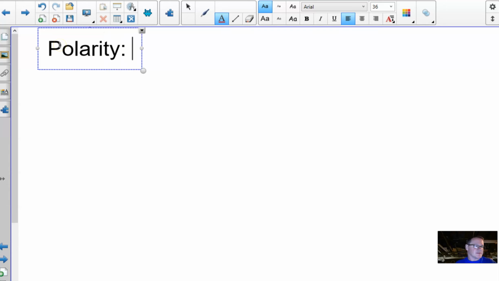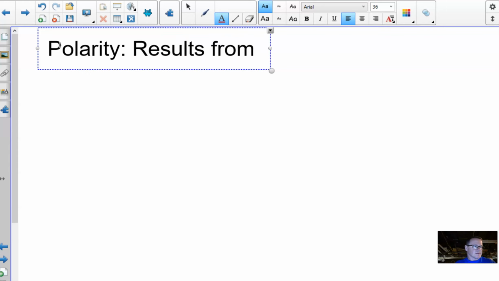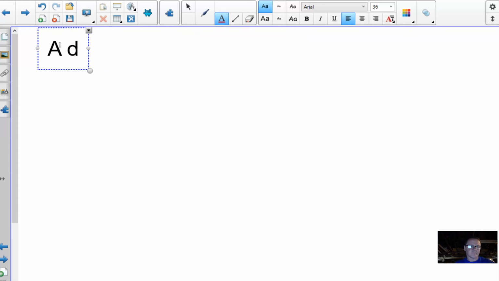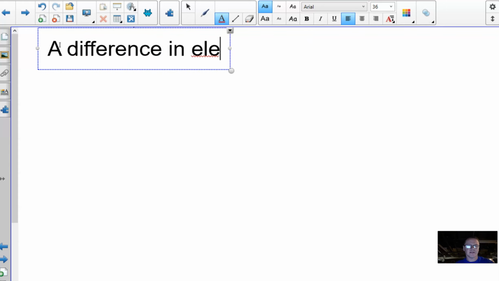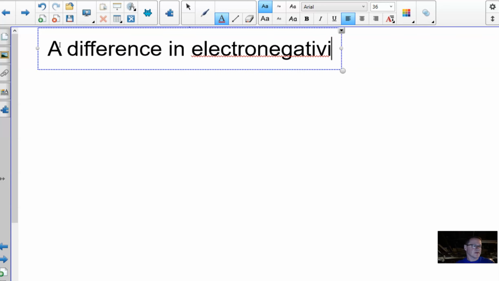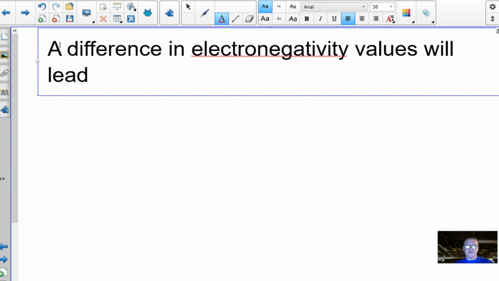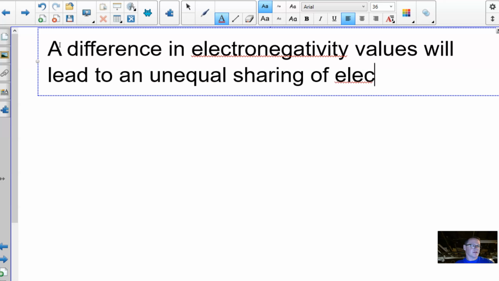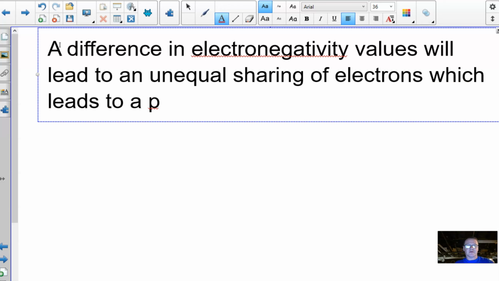So polarity results from, let me rephrase it like this: a difference in electronegativity values will lead to an unequal sharing of electrons, which leads to a polar molecule.